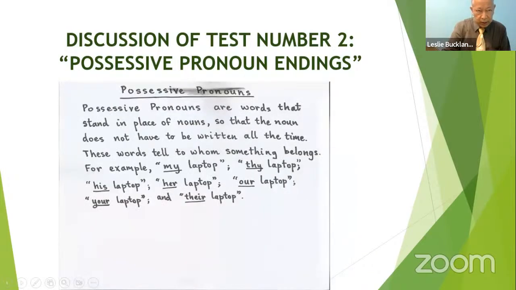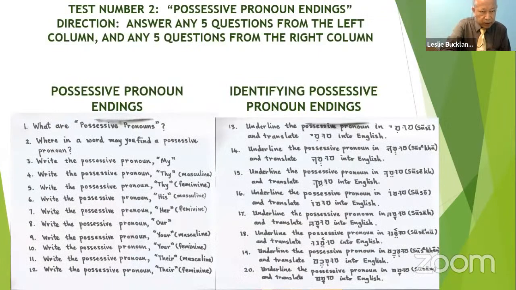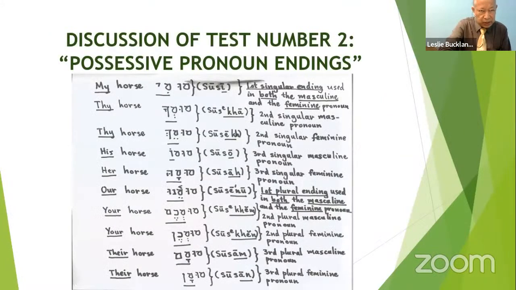Let's look at the next question, number 5. Let me get the pointer here. Write the possessive pronoun thy when you're referring to someone of the feminine gender. So this is thy, susek. The ek ending is the second person singular feminine pronoun. So this would be the answer. Ache. This is the ending. Susek. Ache is the ending.